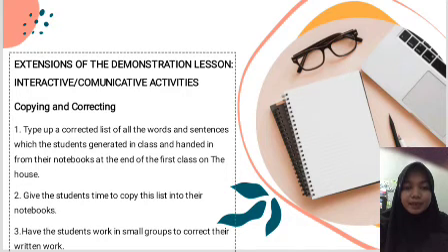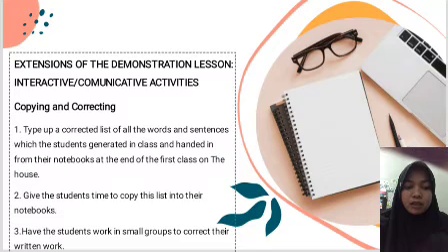Thank you very much. Extensions of the demonstration: listen, interactive communicative activity, copying and correcting. The first, type up a corrected list of all the words and sentences which the students generated in class and handed in from their notebooks at the end of the first class. Give each student a copy of the list. This list can also be written on a large sheet of paper posted on the wall and used during classes.